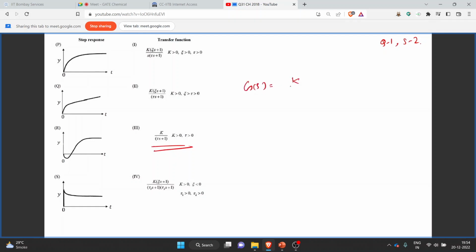And the third transfer function, that is G of s is equal to k upon tau s plus 1. Now we can remember that this is the first order transfer function.